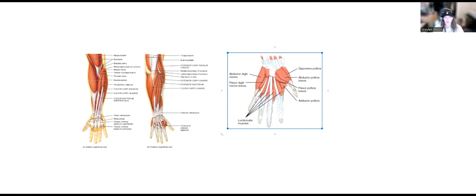We have the extensor pollicis longus and brevis and abductor pollicis longus, which we can see on this right diagram pretty well. It's going to control thumb extension and abduction.